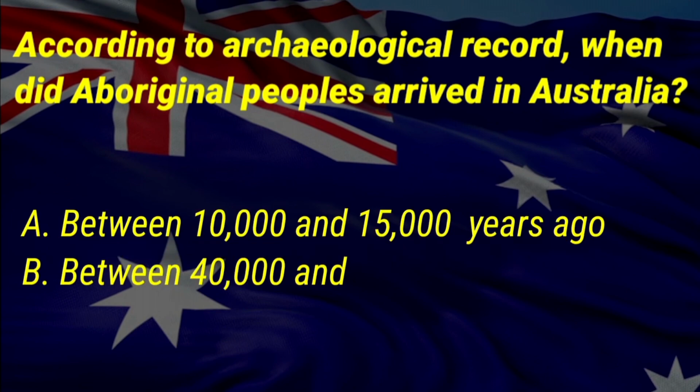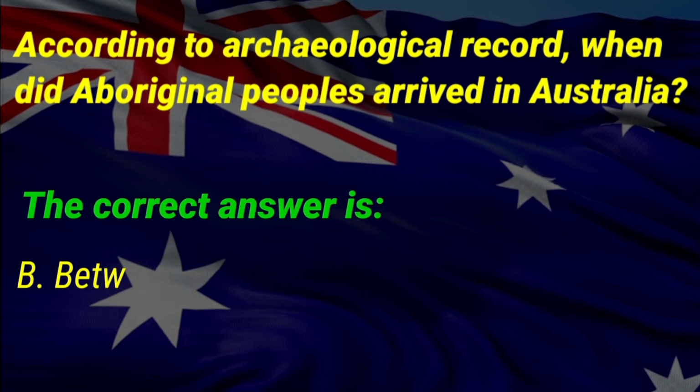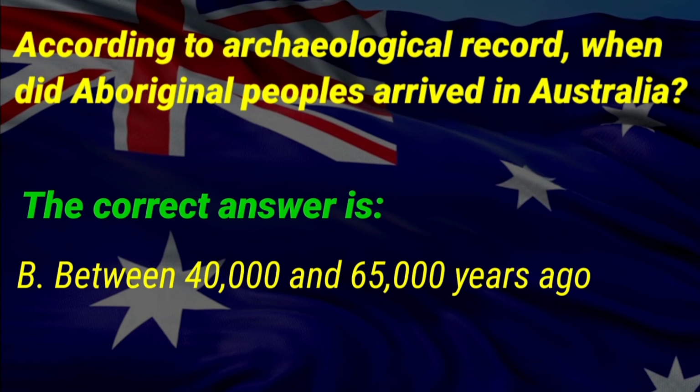According to archaeological record, when did Aboriginal peoples arrive in Australia? A. Between 10,000 and 15,000 years ago. B. Between 40,000 and 65,000 years ago. C. Between 20,000 and 30,000 years ago. The correct answer is B. Between 40,000 and 65,000 years ago.